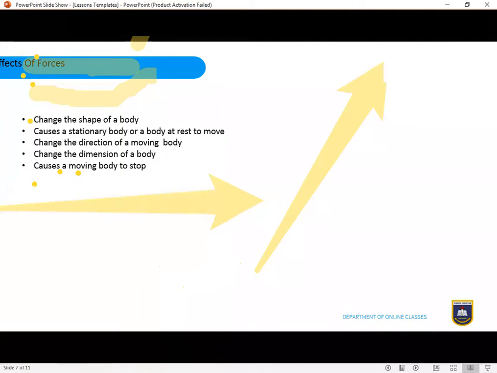Another one also is it causes a moving body to stop. This body will continue in motion. It will continue to move so far as a force is being applied to it. But to let it stop, an opposite force must act on it. Yes, there must be an opposite force which will act on the object for it to stop motion.